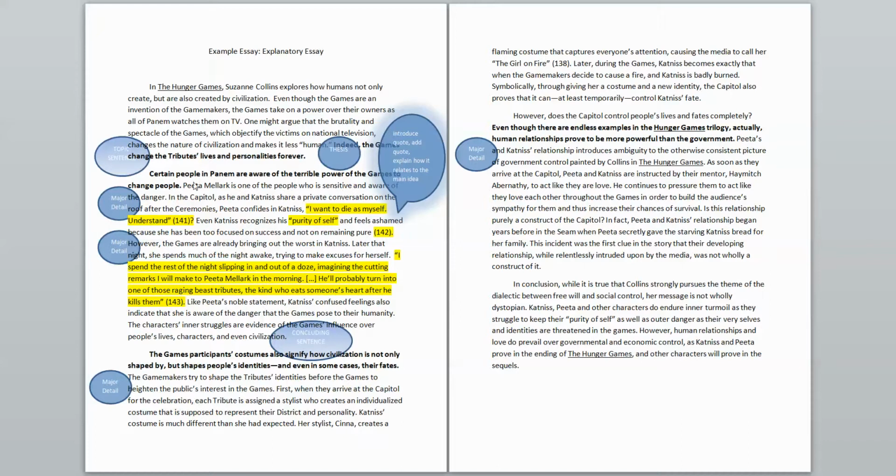Well, in the topic sentence, I mentioned certain people and how they were aware of the danger in the games. I've got to break this idea down into smaller pieces so that I can explain. Peeta is the first one, and Katniss is the second major detail here. For each of these major details, I provide 1, 2, 3 step-by-step examples.